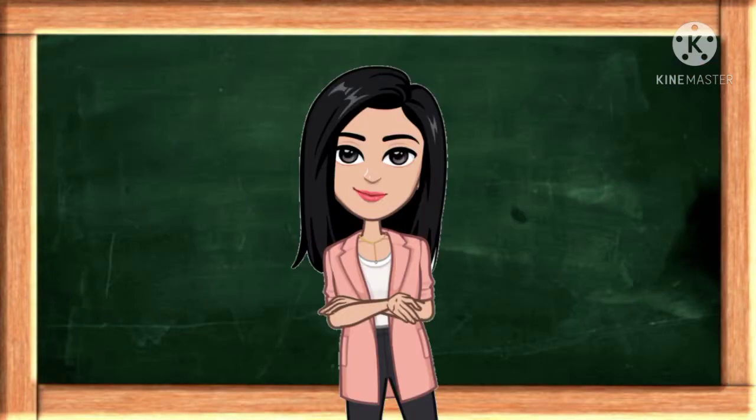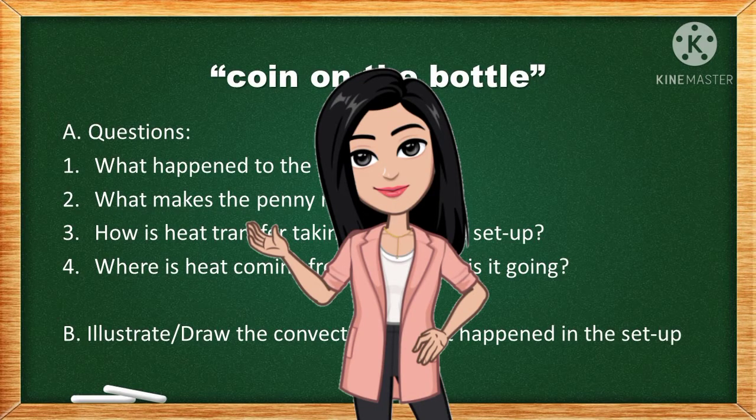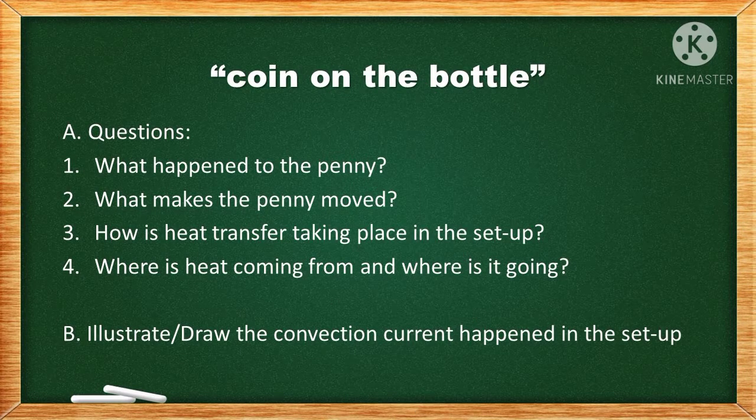After you do the activity, you will answer some questions related to the convection heat transfer process. So here are the questions. Number 1, what happened to the penny? Number 2, what makes the penny move? Number 3, how is heat transfer taking place in the setup? Number 4, where is heat coming from and where is it going? In letter B, you're going to illustrate or draw the convection current that happened in the setup.